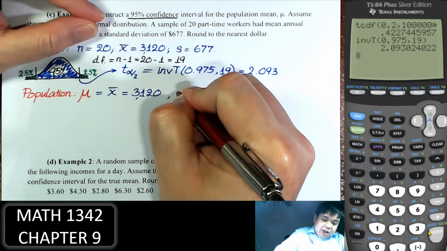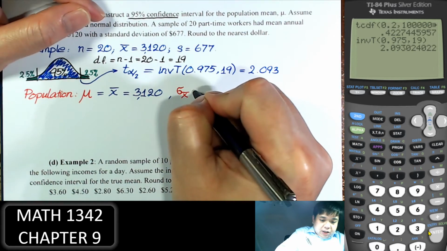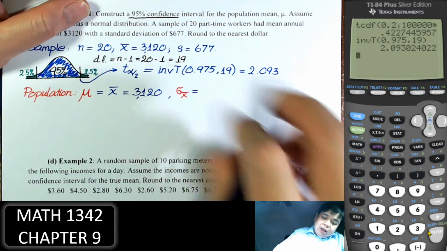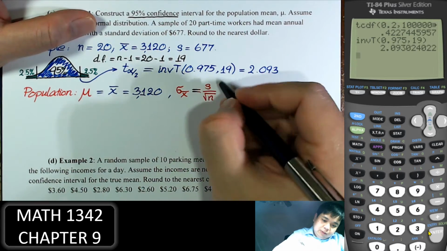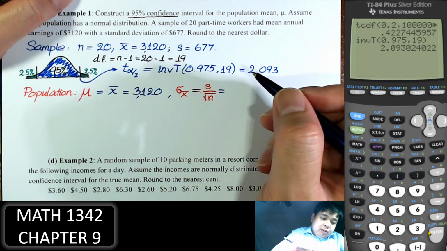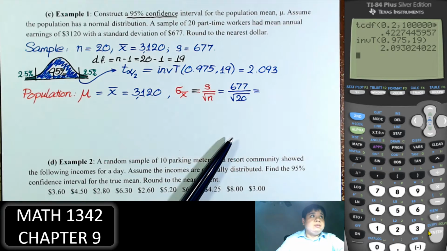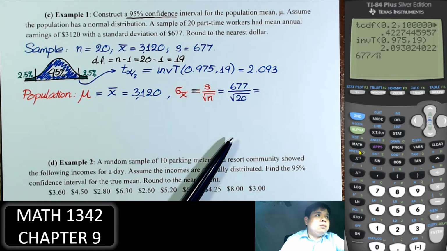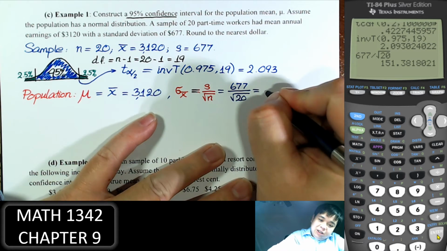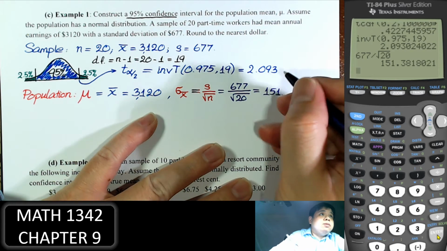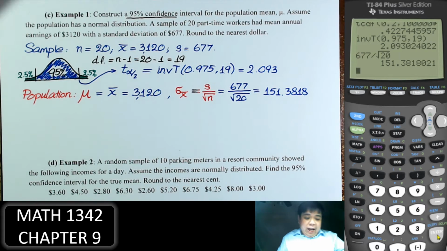And then the standard deviation for the sample, we use that to estimate the standard deviation of the population. So it will be s over square root of n. s is 677 over square root of 20. We have 151.3818. Right, and now the confidence interval.